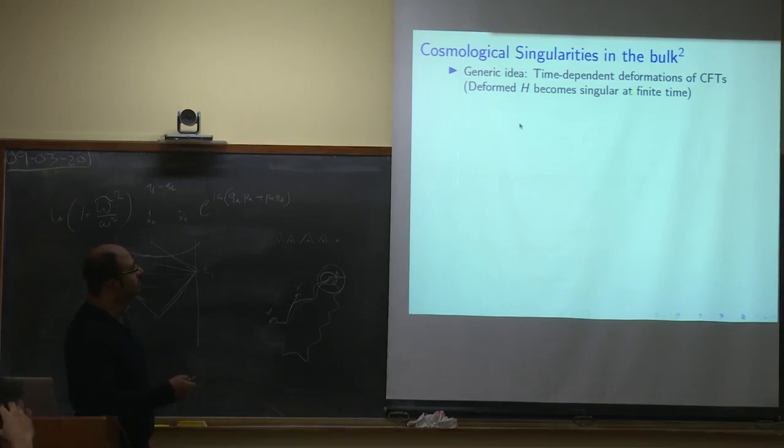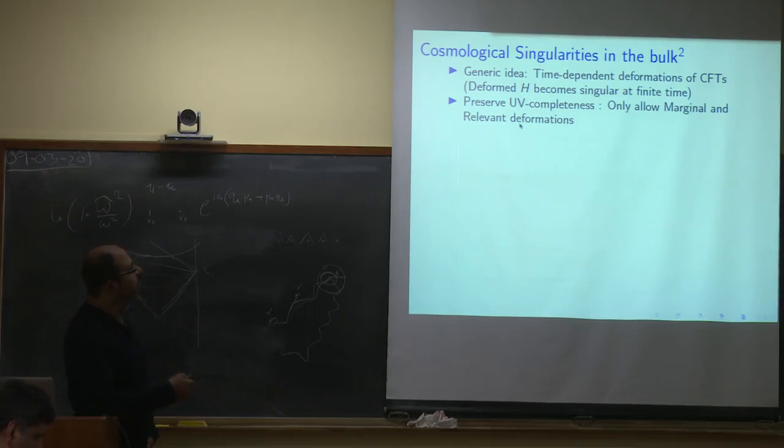He had written some papers on this, in which, let's say, you take N=4 super Yang-Mills and you make the coupling constant time-dependent. Not only that, they will blow up at some finite time. So you do something wrong to the CFT, which is why the singularities arise in the bulk.